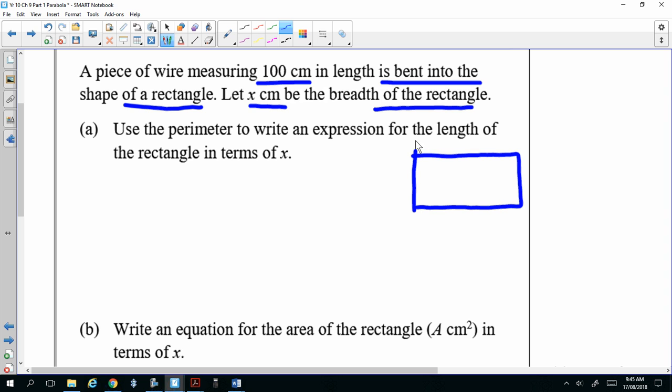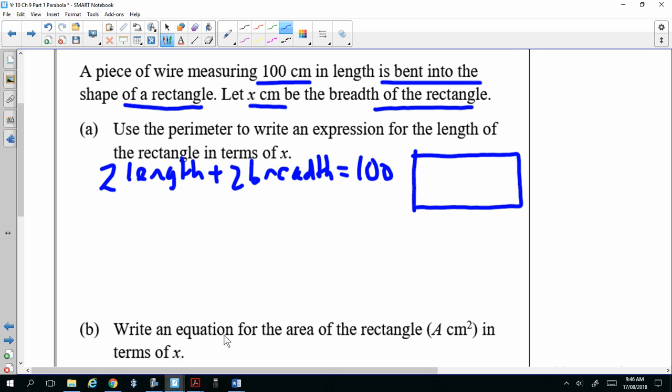The total length of the rectangle is 100 centimeters. We're going to write an expression for the length in terms of x. So we can write down 2 times length plus 2 times breadth equal to 100, right? That's the total perimeter.